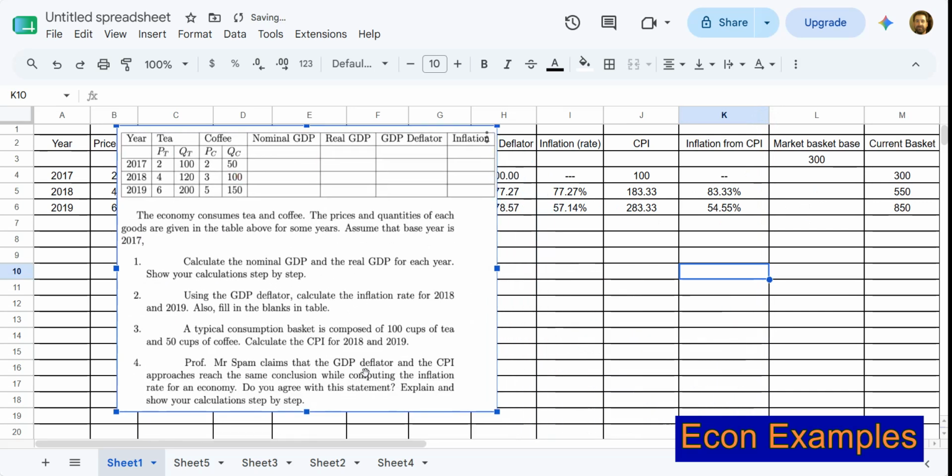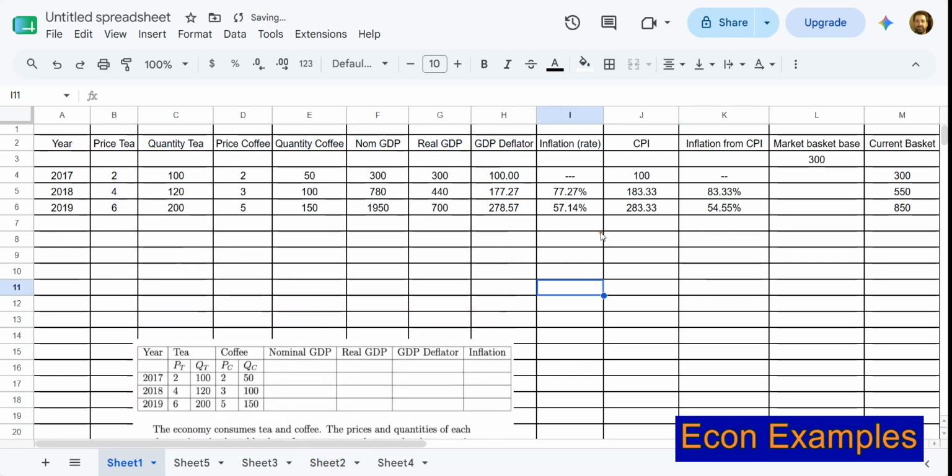Professor Spam says the GDP deflator reached the same conclusion. Do you agree with the statement? Okay, so let's see what the inflation rate was. 77% in 2018 with the GDP deflator, 83% with the CPI. That's pretty close together. And then 57% in 2019 and 54% in 2019 on the CPI. Very, very similar. This is what we see in reality usually.